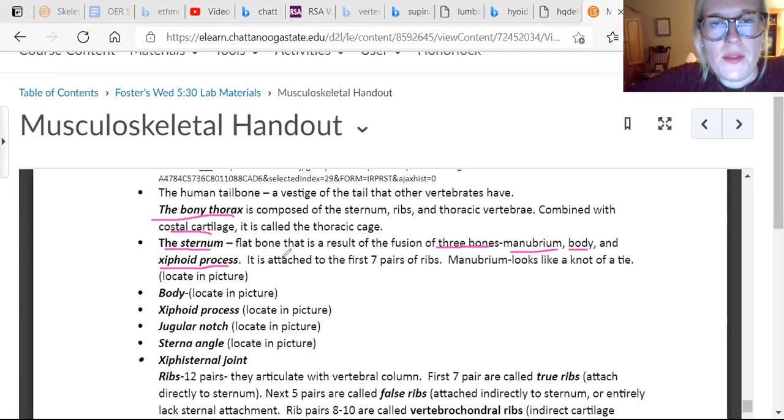And we'll look at the ribs here in a little bit. You'll need to know what we name the ribs. We name the ribs by their attachments, what they're called. So let me clear this and go down so you can see it.